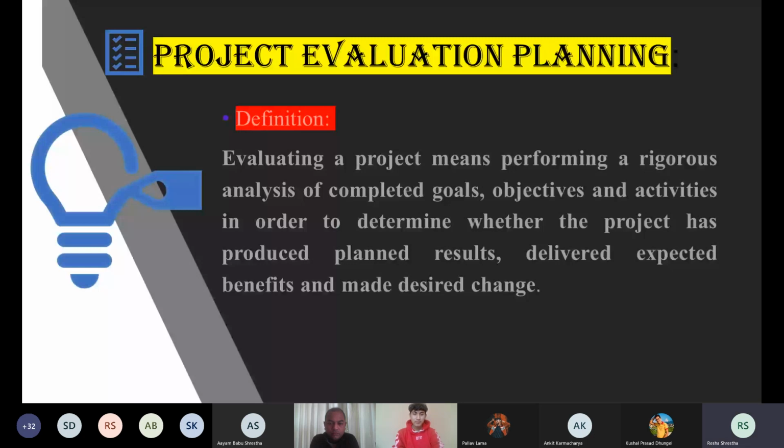Project evaluation planning. Evaluating a project means performing a rigorous analysis of completed goals, objectives, and activities in order to determine whether the project has produced planned results, delivered expected benefits, and made desired change. As a process, project evaluation takes a series of steps to identify and measure the outcomes and impacts resulting from project completion. Next slide.